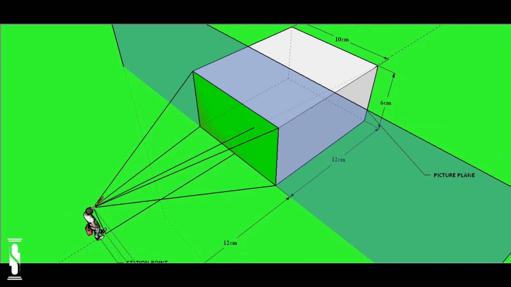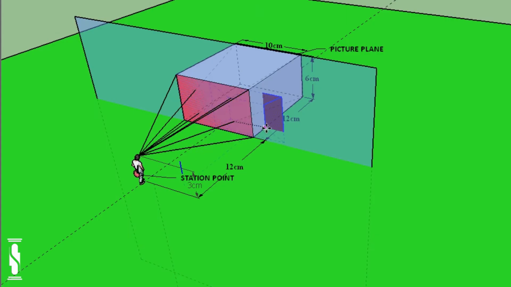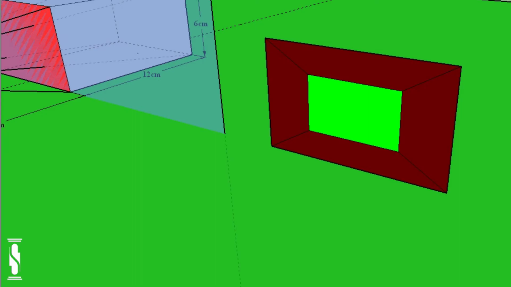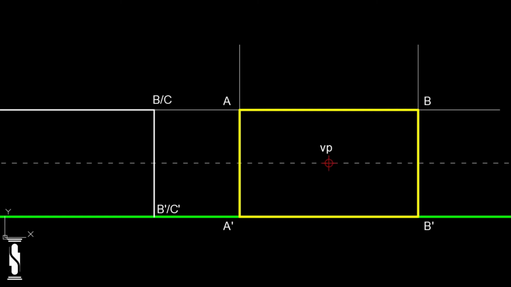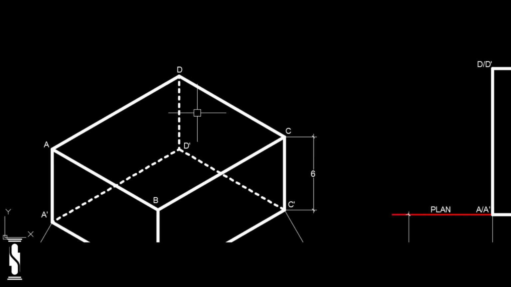The lines or surfaces which are perpendicular to the picture plane will recede to the horizon towards the vanishing point. The lines or surfaces which are parallel to the picture plane will be made parallel to the ground line in one-point perspective. So, join the points A, B, B', A' to the vanishing point VP. Now, we have to locate the points C, D, D' and C' in perspective view.